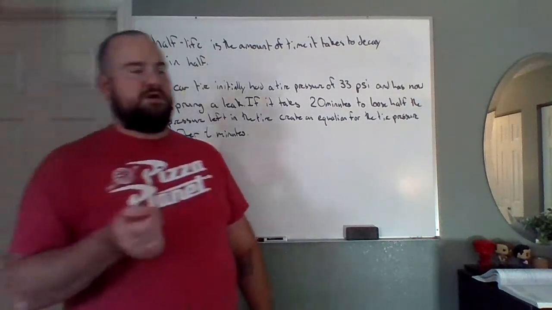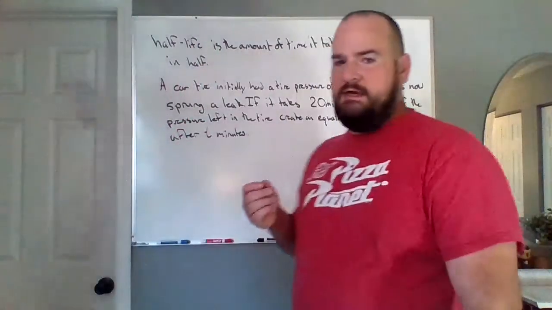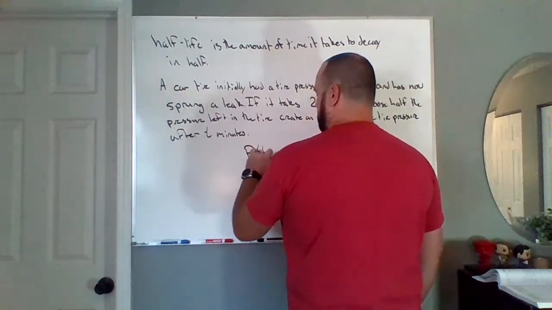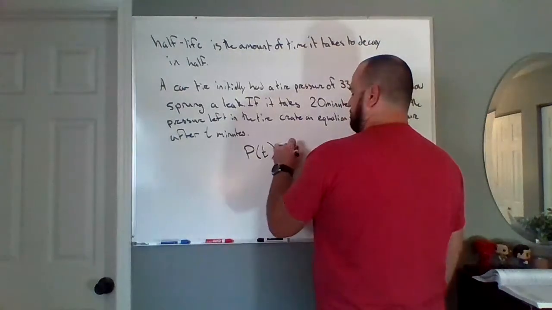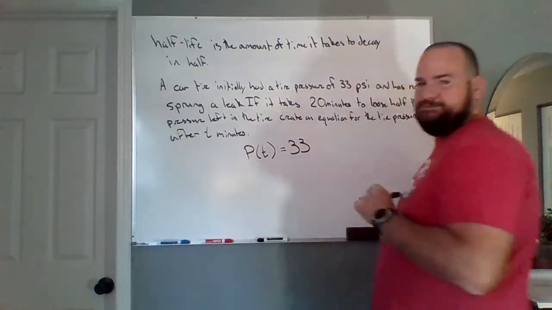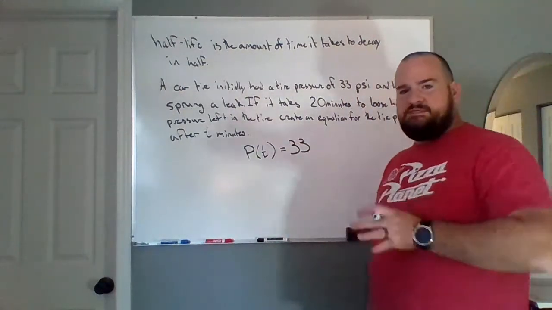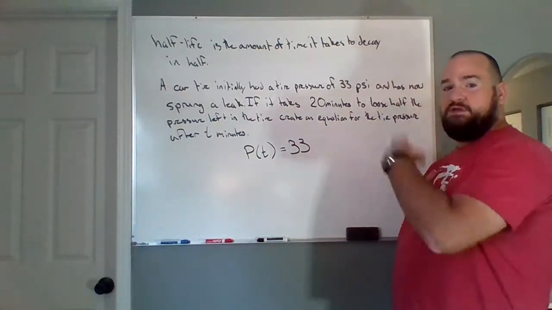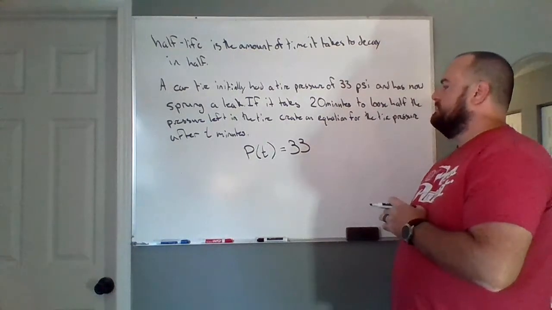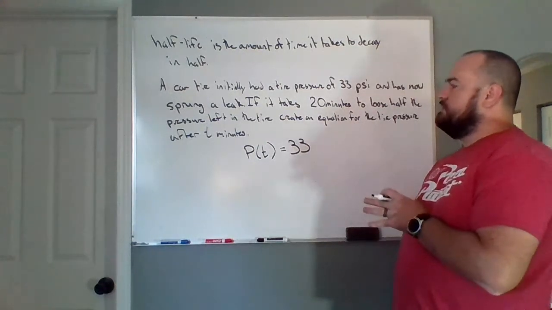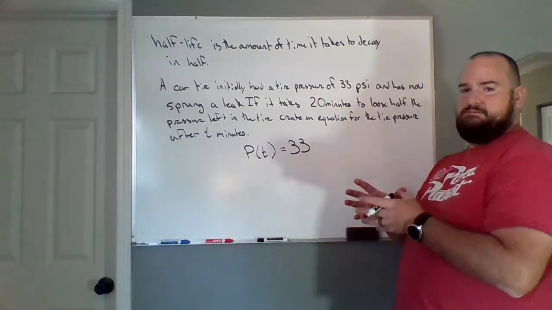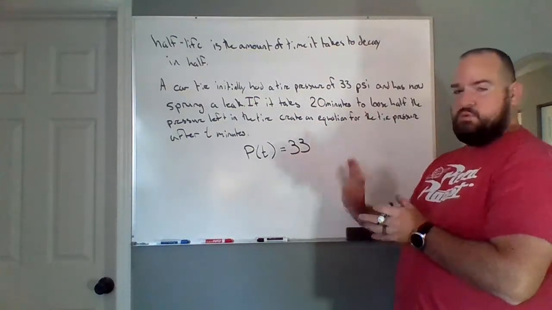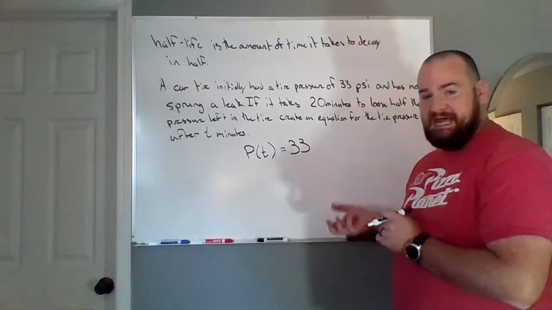So what I know is that I initially have 33 psi. So the pressure in the tire after t minutes, we know it starts with 33. And here's where this gets weird and tricky in the equation. We're going to build this up here, and then we'll give a general half-life equation. So I know that after 20 minutes, I should be cut in half. So if t is 20, I need to multiply 33 by half.